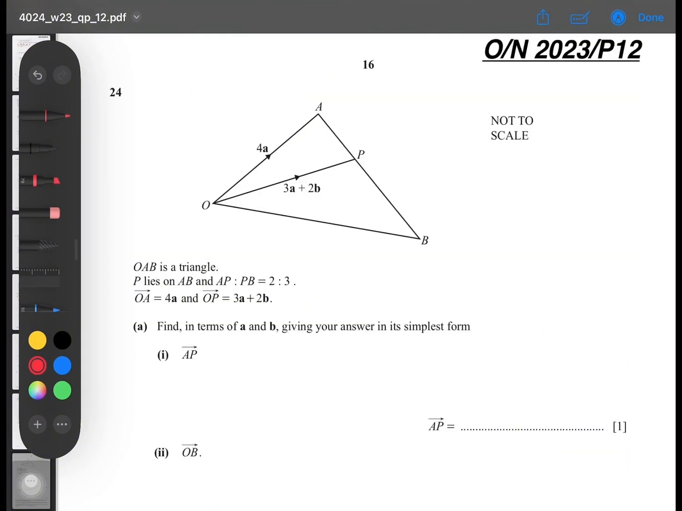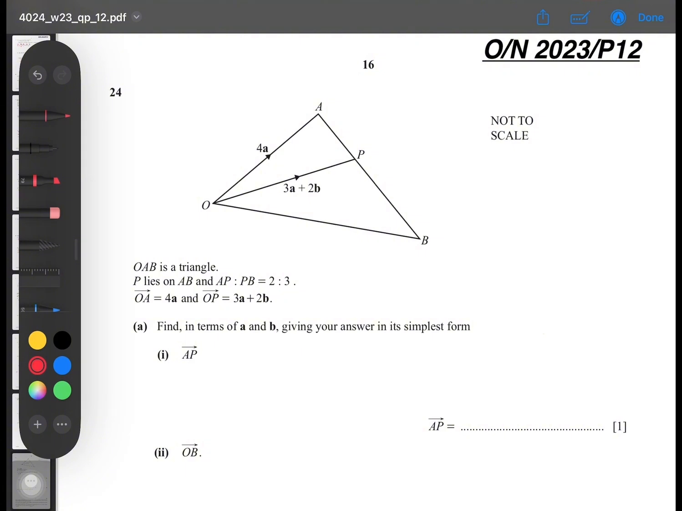Question number 24. OAB is a triangle. P lies on AB and AP ratio PB is equal to 2 ratio 3. OA is equal to 4A and OP is equal to 3A plus 2B. Find in terms of A and B, giving your answers in its simplest form.